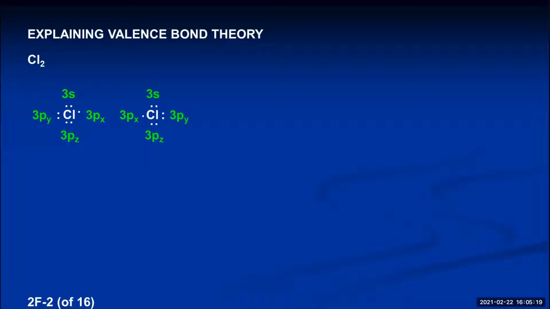So what orbitals are actually doing the bonding here? The lone pairs are not. The 3s, the 3py, and the 3pz are not involved in bonding because those aren't the orbitals that are going to combine together to share the electrons.